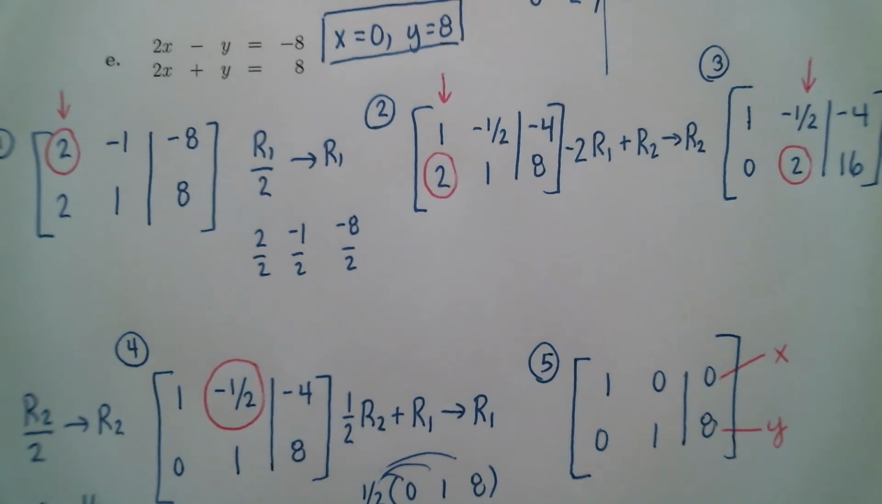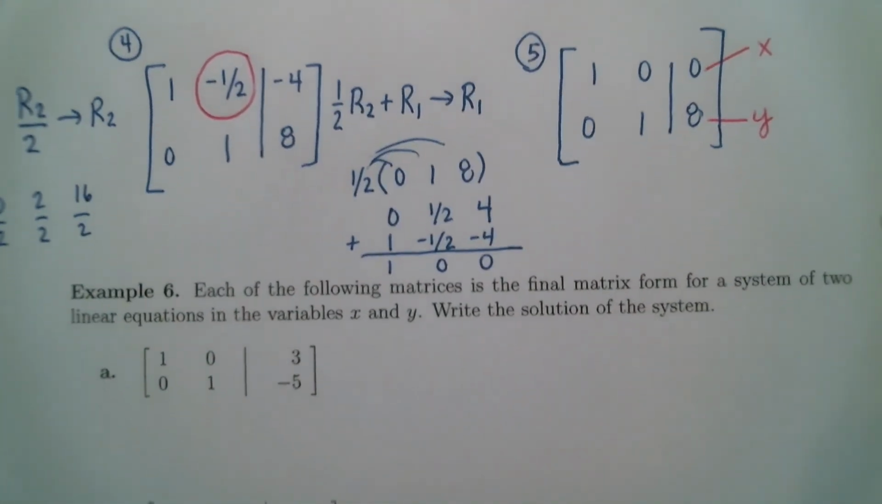We will do one more example in this section, example 6. We are not actually going to work anything out. I am just going to give you a final matrix, and you will have to interpret the solution. So let's go ahead and do that.